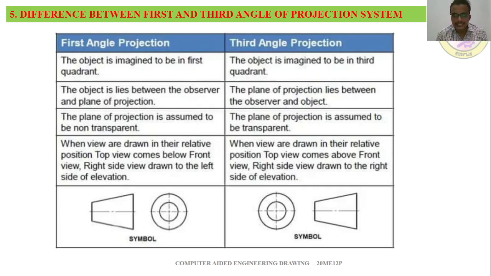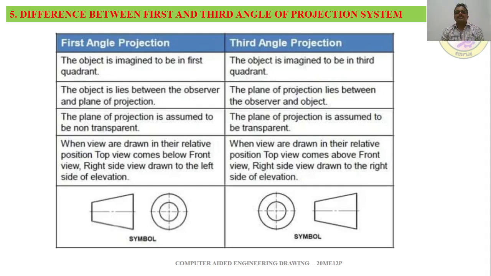The first difference is the object is imagined to be in first quadrant. So we have 4 quadrants ಈ ತರ ಇರುತ್ತೆ. ಇದು 1, ಇದು 2, ಇದು 3, 4. ಫಸ್ಟ್ ಆಂಗಲ್ ಪ್ರೊಜೆಕ್ಷನ್ ಅಲ್ಲಿ ಆಬ್ಜೆಕ್ಟ್ ಇಸ್ ದೇರ್ ಇನ್ ದಿ ಫಸ್ಟ್ ಕ್ವಾಡ್ರೆಂಟ್. ಥರ್ಡ್ ಆಂಗಲ್ ಪ್ರೊಜೆಕ್ಷನ್ ಅಲ್ಲಿ ಆಬ್ಜೆಕ್ಟ್ ನ ತಗೊಂಡು ಹೋಗ್ಬಿಟ್ಟು ಥರ್ಡ್ quadrant ಅಲ್ಲಿ ಪ್ಲೇಸ್ ಮಾಡ್ತಾ ಇದೀವಿ.